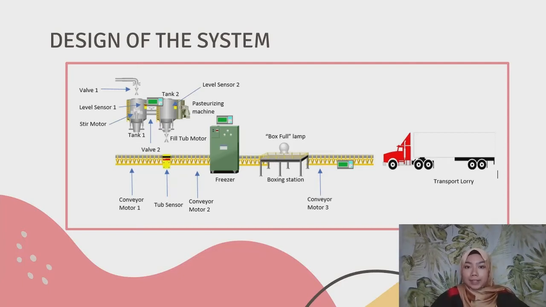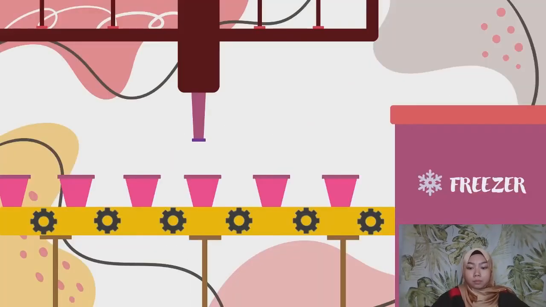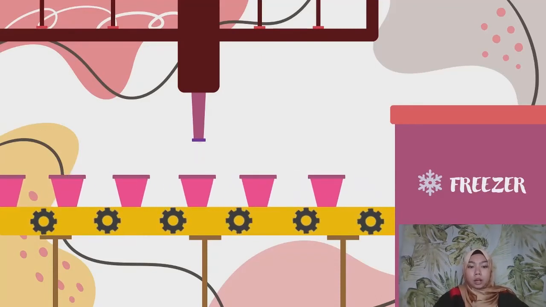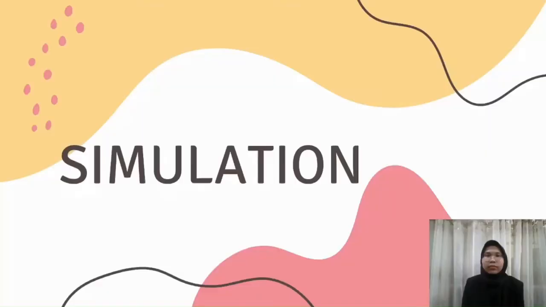Next, let's go and see some animation. So this is the animation of our ice cream manufacturing machine, where the fill-top motor is filling the ice cream top until the top sensor detects it as fully filled, and then it will go to the freezer. So the detailed explanation will be then proceed to be introduced in the simulation system. Thank you. Last but not least, the simulation.